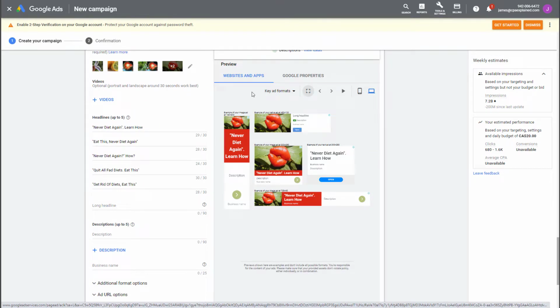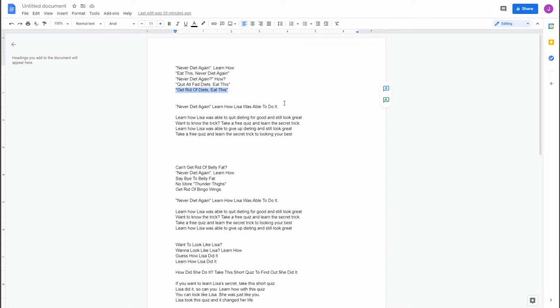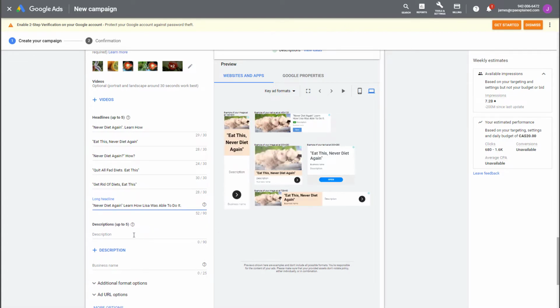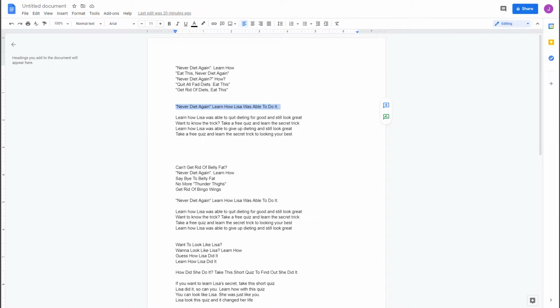The next thing is our long headline. Let me just go copy this in here. And again, this long headline is just a continuation of the shorter ones. And we'll just put that in there. Okay. And now we have to add our 5 descriptions.